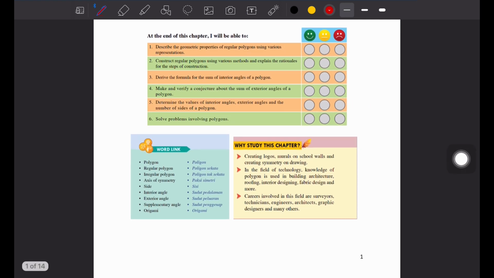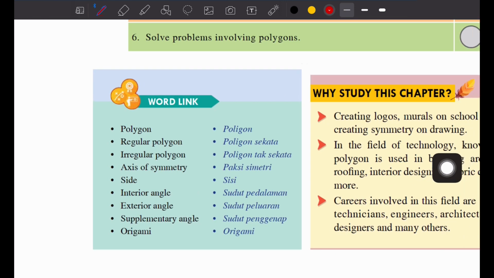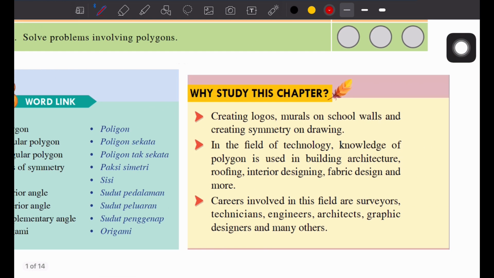In this chapter there are a few word links that you need to know. The first one is polygon. The second one is regular polygon, irregular polygon, axis of symmetry, side, interior angle, exterior angle, supplementary angle, and origami.